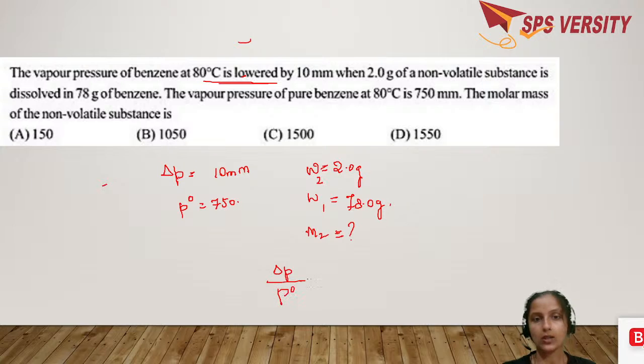Delta P divided by P naught is equal to W2 M1 over W1 M2.